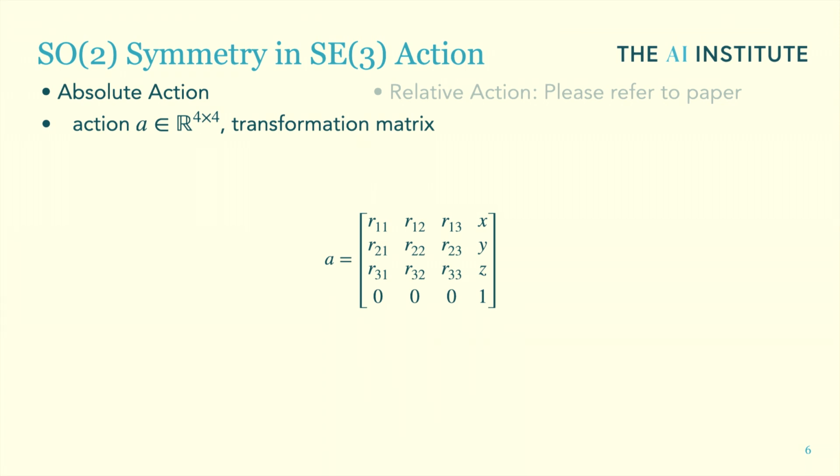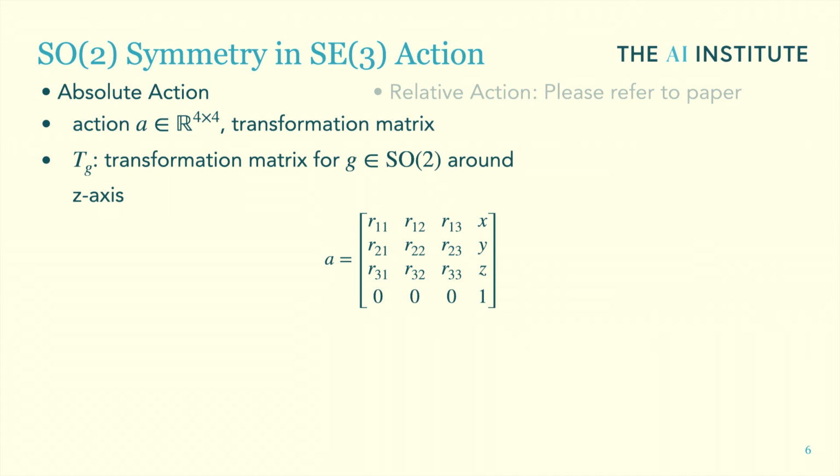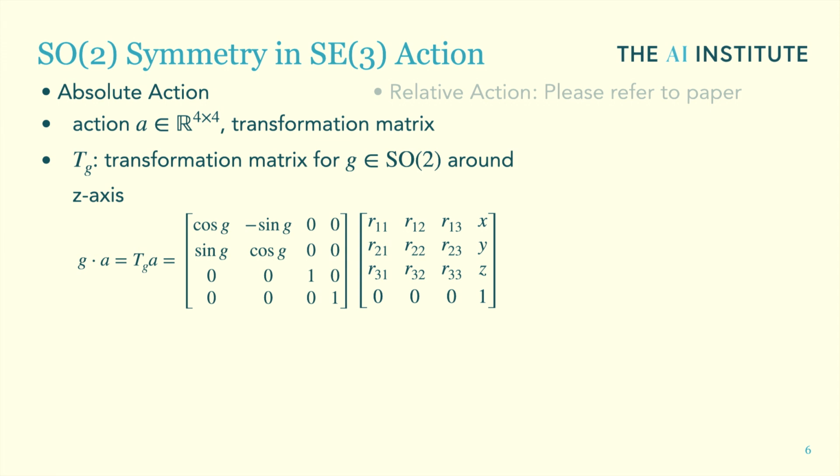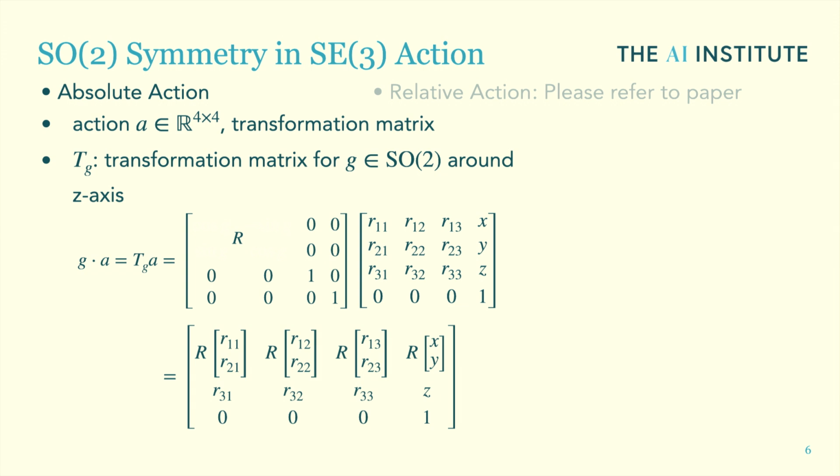Consider action A, a 4x4 transformation matrix representing an SE(3) target pose for the gripper. We can further define another transformation matrix TG that corresponds to the rotation G around the z-axis of the world. So the group operation of G on A can be written as a matrix multiplication between TG and A. Based on the rule of matrix multiplication, we can write this as applying the 2x2 rotation matrix R to the top 2 rows of the action A, while leaving the other 2 rows of A unchanged.